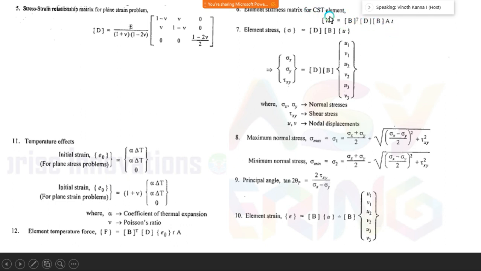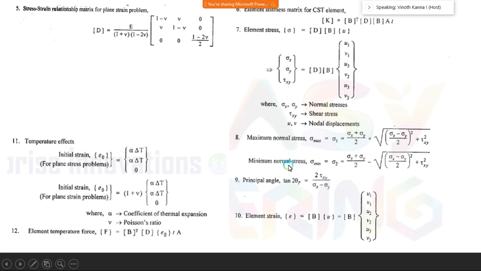So the stiffness matrix for the CST element: K is equal to B transpose D B times A times T, where A is the area and T is the thickness. They will give these. Then in a very rare case they will ask sigma is equal to D B u. All the values we know well, and you just have to find the sigma value. U1 V1 U2 V2 U3 V3 we can easily find by looking at the diagram itself.